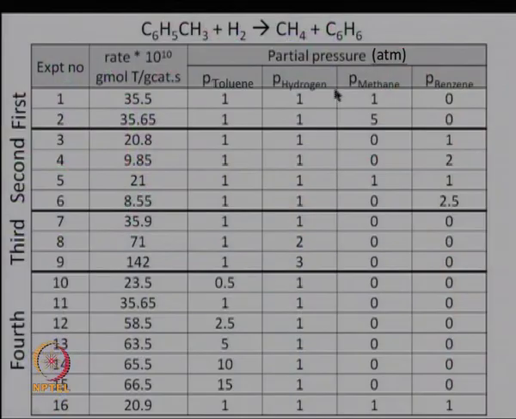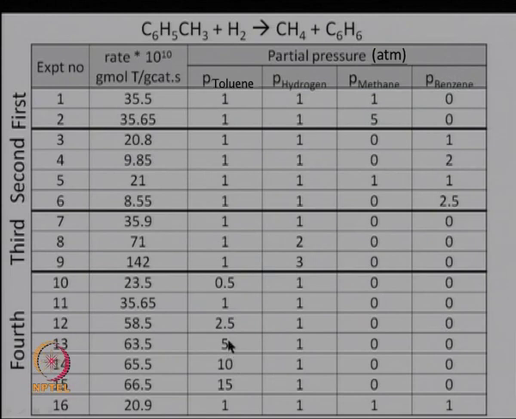So, next if we look at the data set again, and we want to know what is the dependence of toluene on the reaction rate. So, let us look at the data set 10, 11 and 12, and it suggests that as the toluene partial pressure is increased, there is an increase in the overall reaction rate, which means that at lower concentration of toluene, there is an increase in the reaction rate.